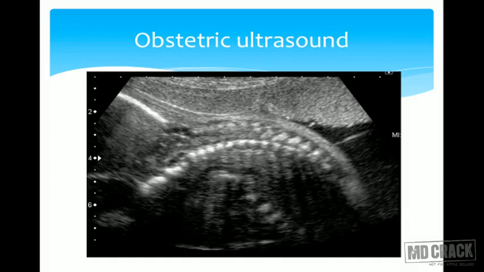Obstetric ultrasound, the most common application is to confirm the pregnancy, identify the number of gestations, to look for viability of the fetus, to look for well-being of the fetus, and of course, when you do the anomaly scan, which is done at 18 to 22 weeks, it is quite important to evaluate the central nervous system, the spine, the heart, and even the genitourinary system.